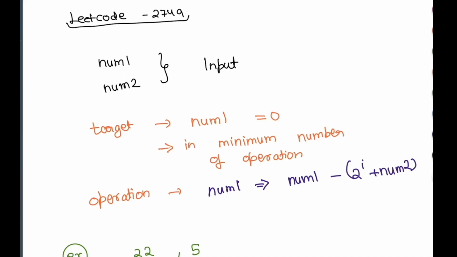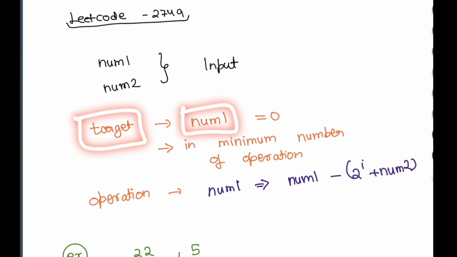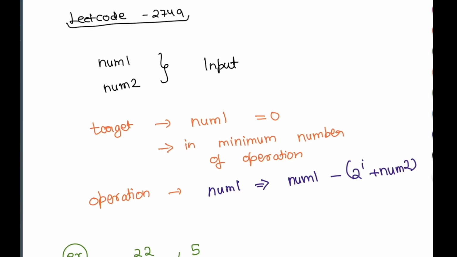In this problem, we are given two inputs, num1 and num2, both integers. Our target is to make num1 equal to 0, and for that we can perform some operations. But our target is to perform the minimum number of operations, and we have to return how many operations we need to perform to make num1 equal to 0, and this number should be as minimum as possible. So basically we need to return the minimum number of operations required to make num1 as 0.